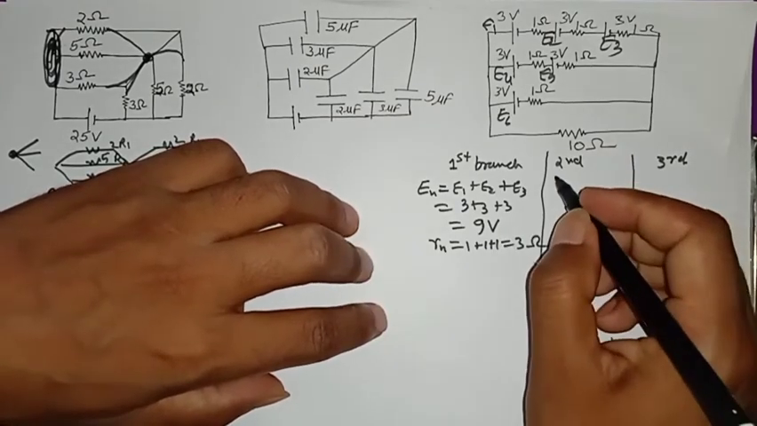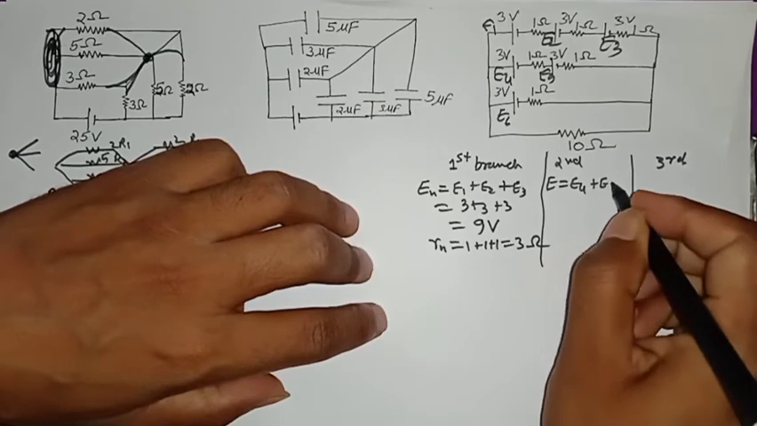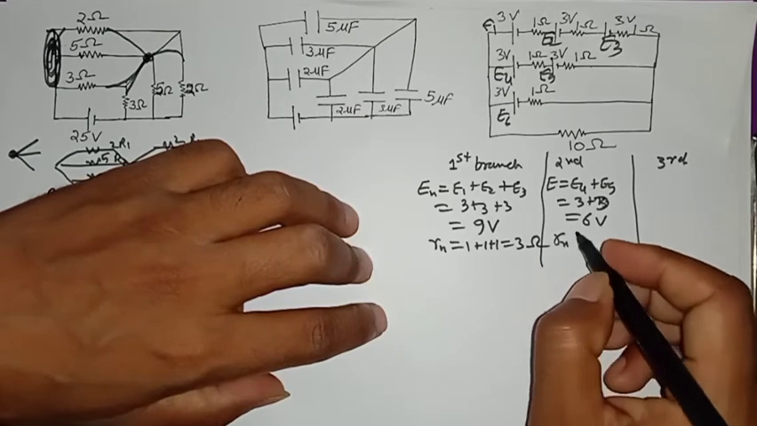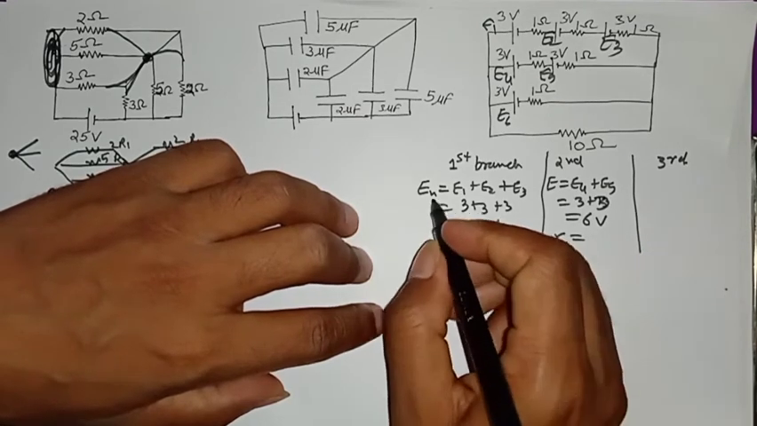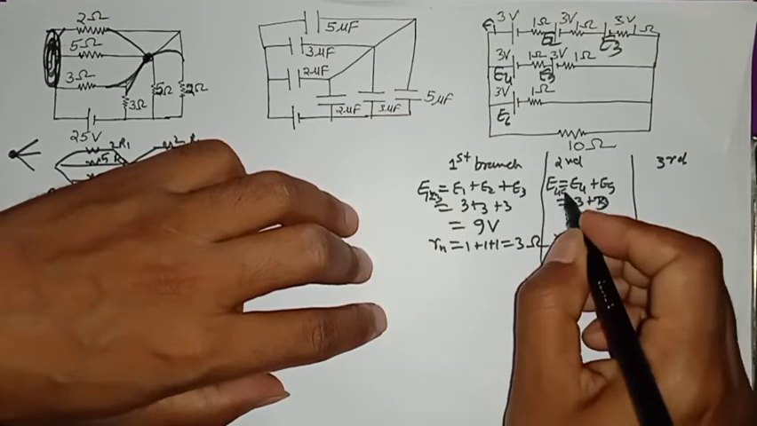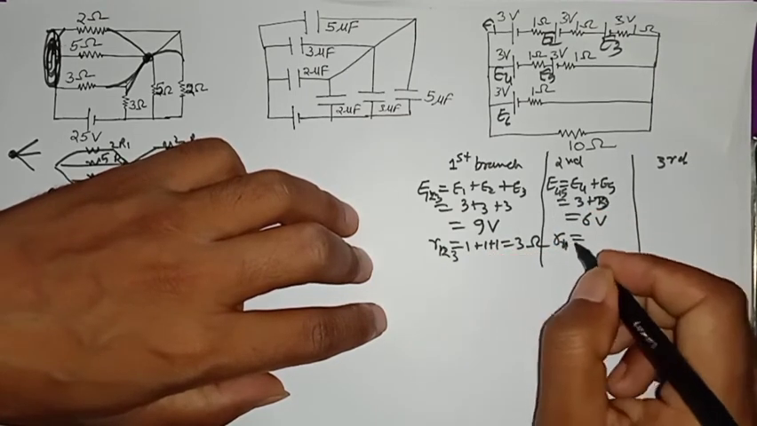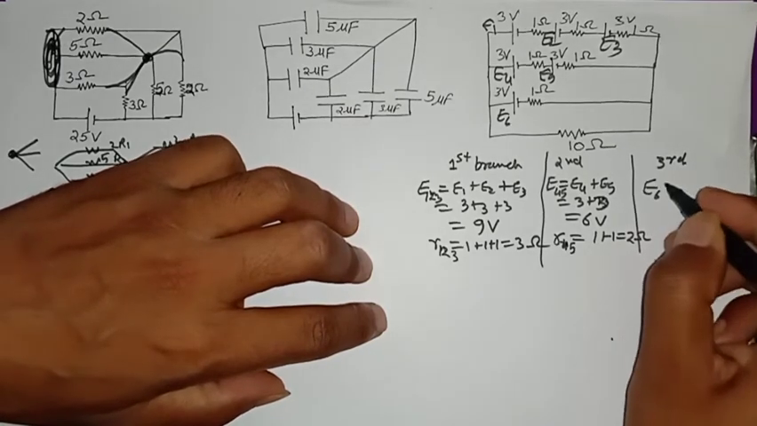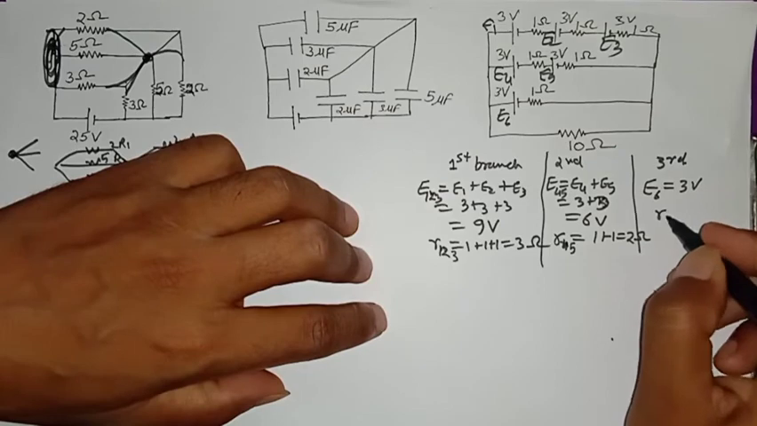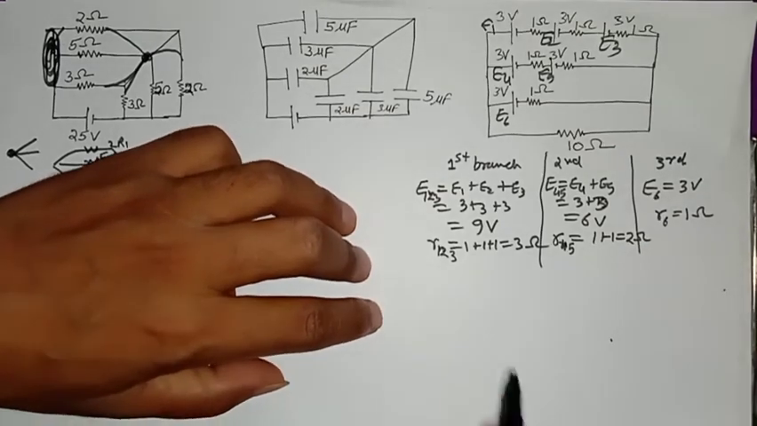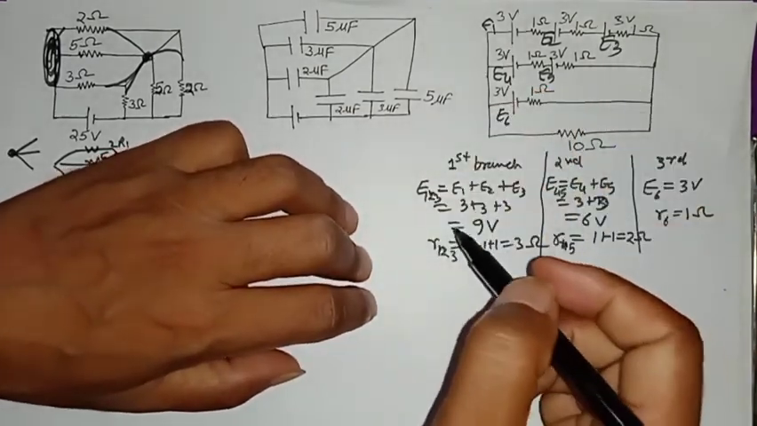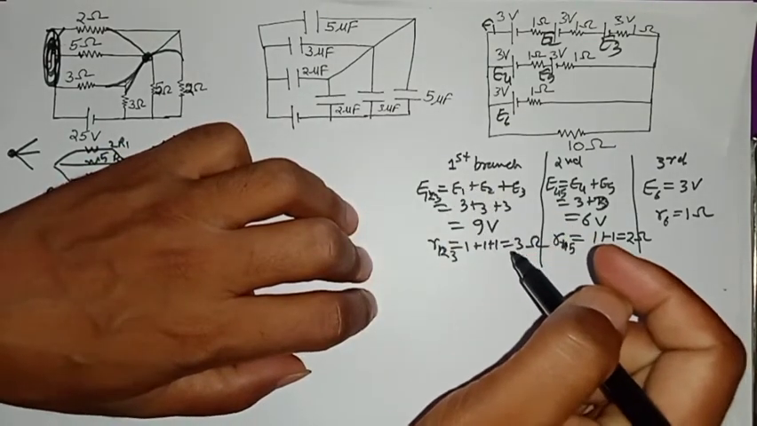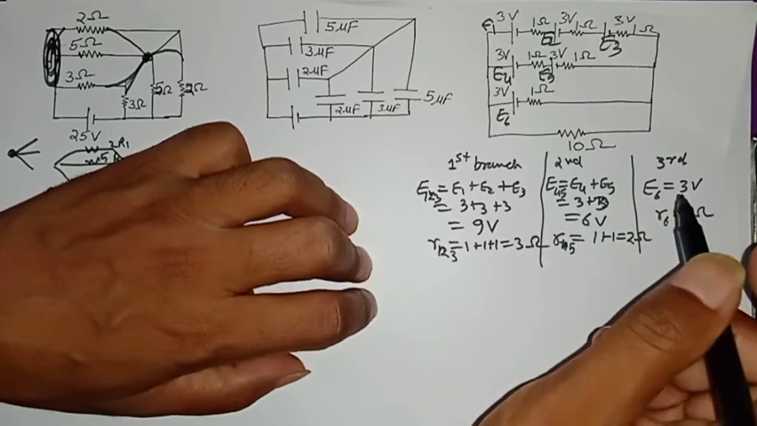Next, in the second, E equal to E4 plus E5, that is 3 plus 3, 6 volt. And Rn, 1 plus 1, that is 2 ohm. And here we have nothing to do, 3 volt, 1 ohm. Now this entire first branch acts as a cell which has EMF 9 volt, internal resistance 3 ohm. In the same way 6 and 2, in the same way 3 and 1.